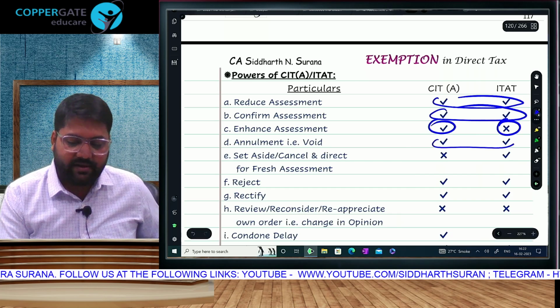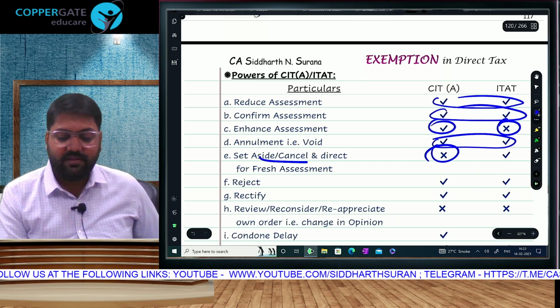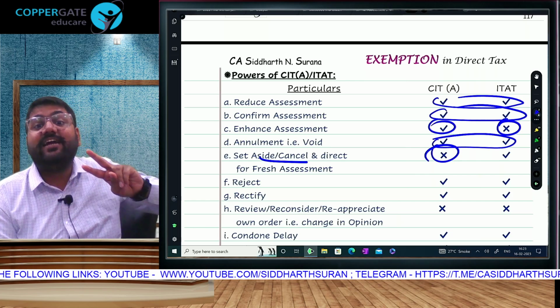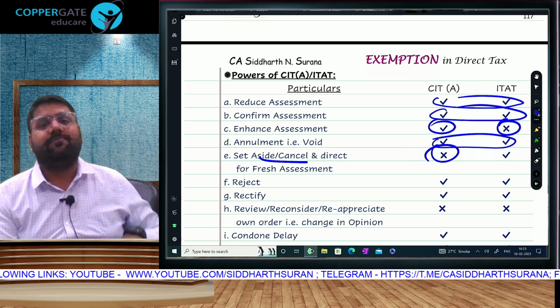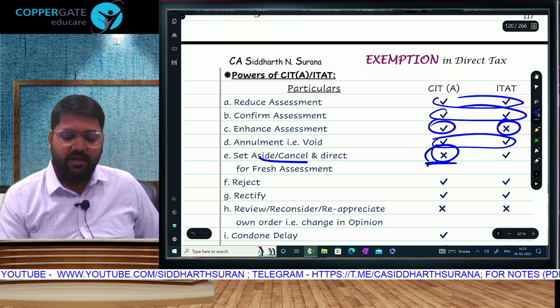Both can do annulment if there is any ultra vires act, but set aside ka power is not there with CIT appeals. Set aside was CIT and ITAT. CIT appeals and ITAT was annulment, and set aside was CIT and ITAT. So here set aside ka power is not available.